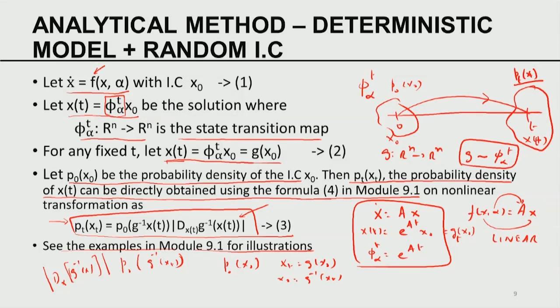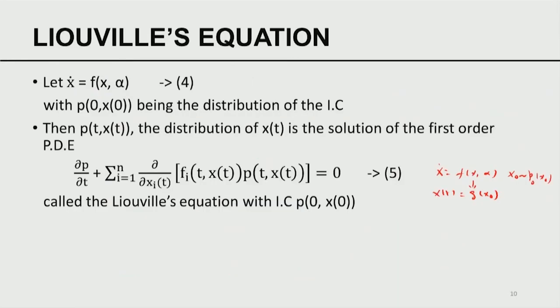So what is the summary? I have a differential equation. My initial conditions are random, but I can solve the differential equation and get the solution in closed form, x of t is equal to g of x naught. Once I know the g, I can use equation 2 in this module to characterize the probability density function at time t using formula 3. So that's the basic idea. The question here is: what if I'm not able to solve? That is the next question, and that's what is being answered.